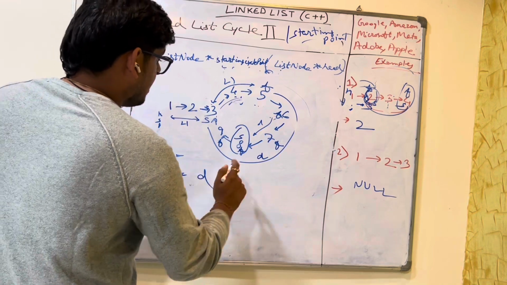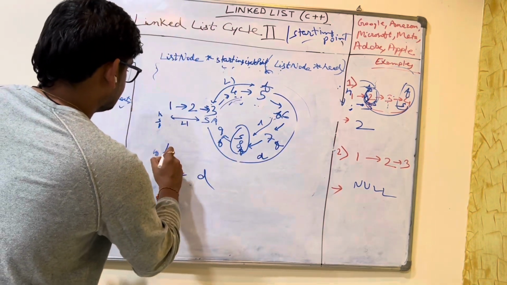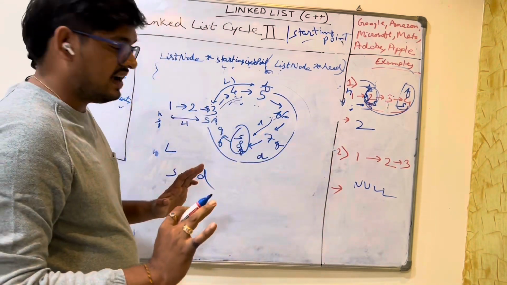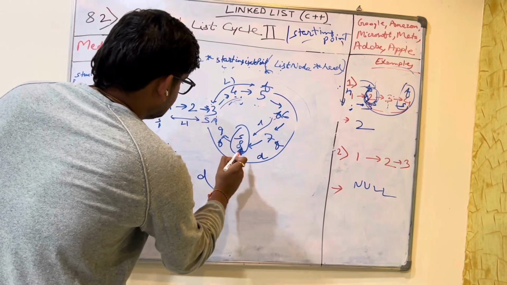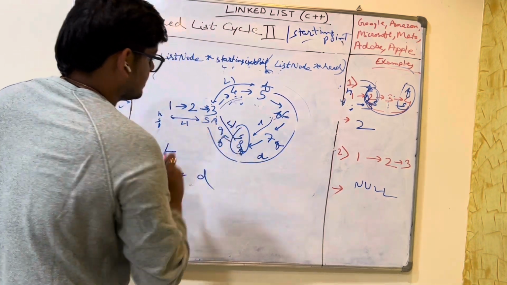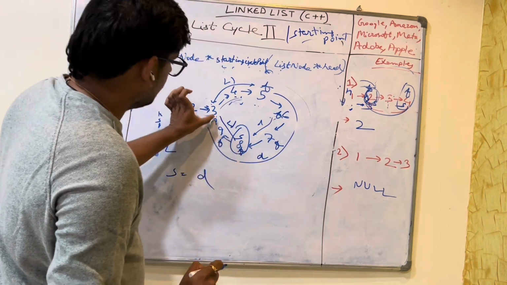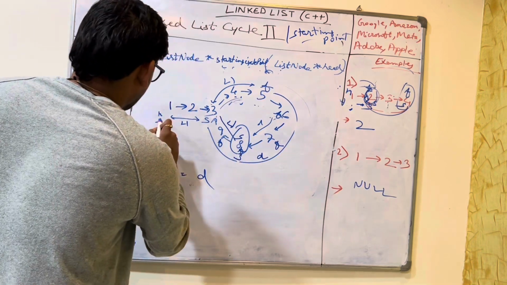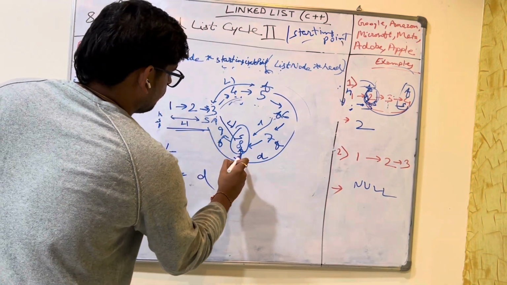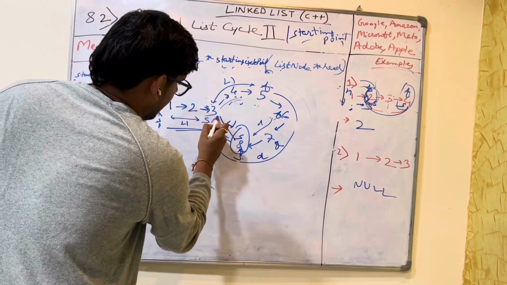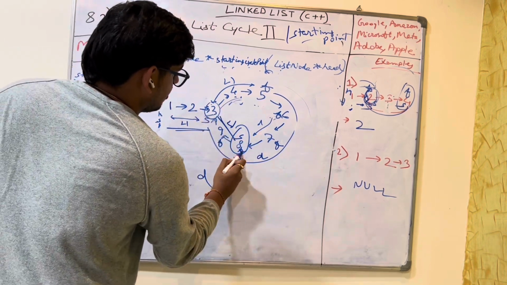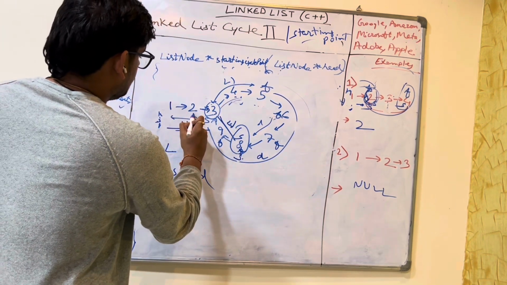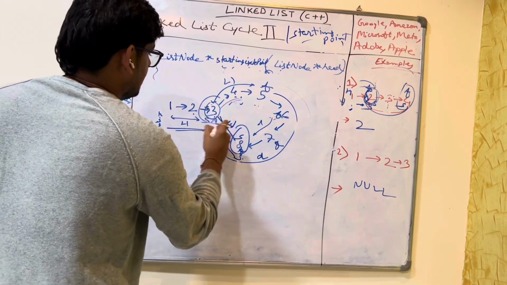And it meets here. Since S has covered D distance, and this one total was L1 plus D, right? So this distance is actually L1 that is left to cover the whole loop. It has covered D distance. So here when S is there and head is, this distance is also L1. So the distance from the meeting point in this loop is the same. So when we move head L1 distance and S L1 distance, they meet at this point.